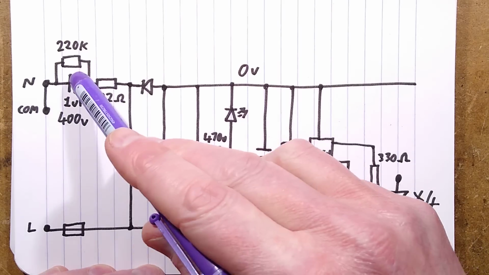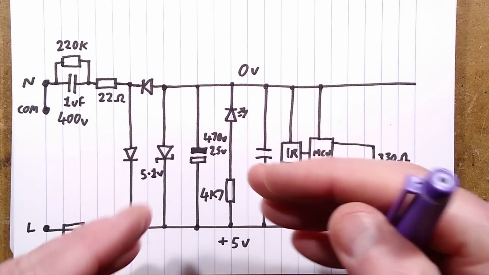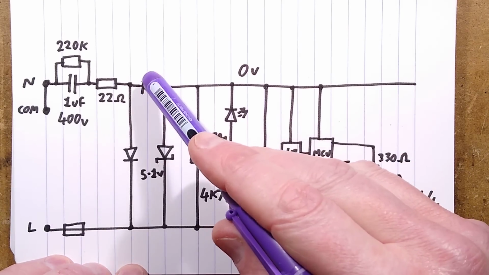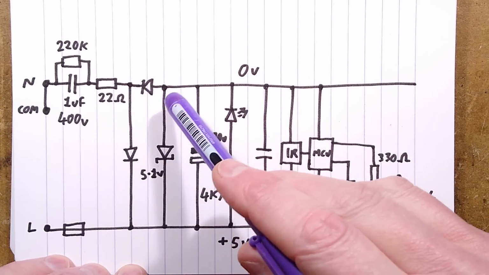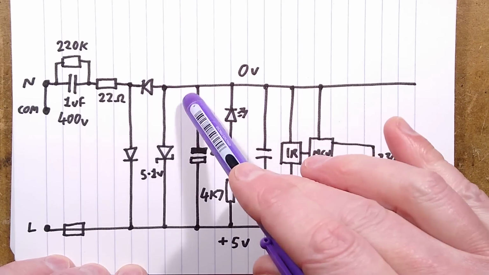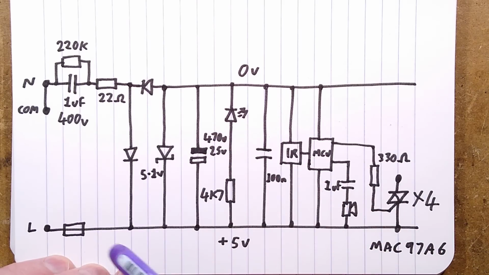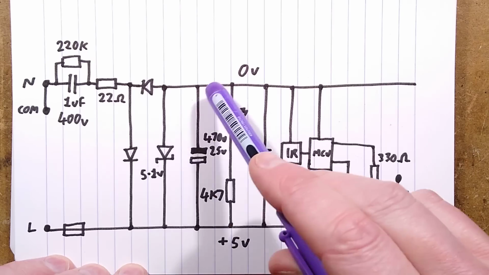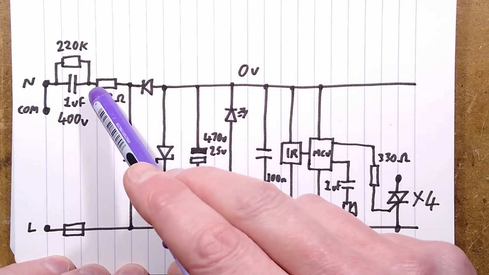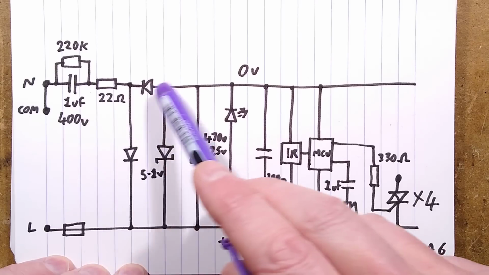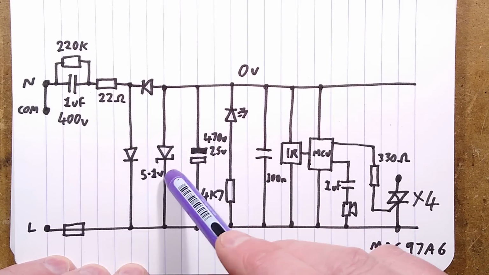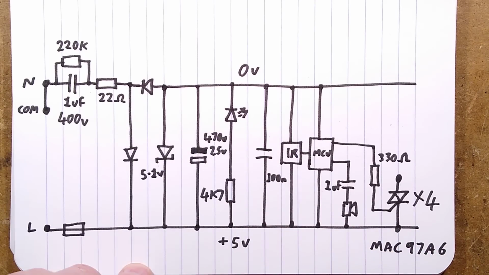Because the capacitor needs to be charged and discharged in each half cycle, when it's being discharged, the current flows to the circuit, and when it's being charged, it just bypasses straight to the other leg of the mains. There is a capacitor here which is charged up by those portions of current that come through, and then there's a 5.1 volt Zener diode to clamp that to 5 volts.